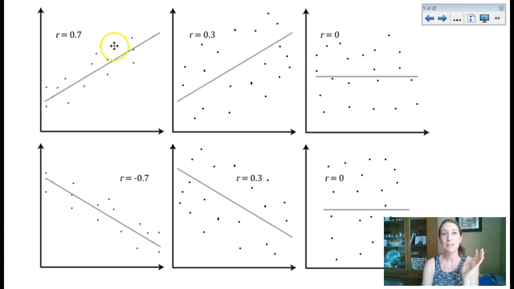If you notice here, all these little dots are the data points, and this is the equation that they came up with either by hand or using technology. And I noticed the correlation coefficient is 0.7. That's clearly positive, and I do see a positive slope line.